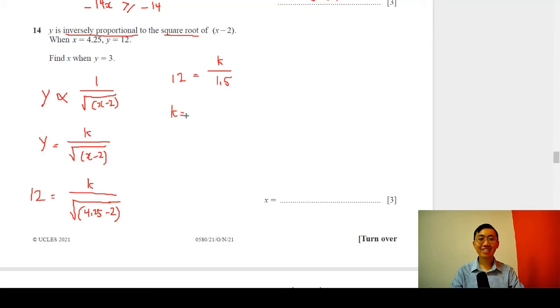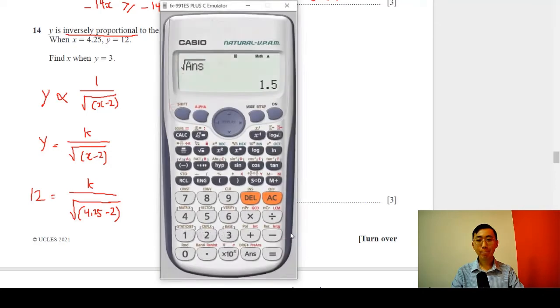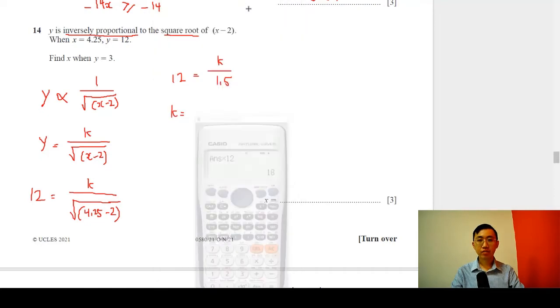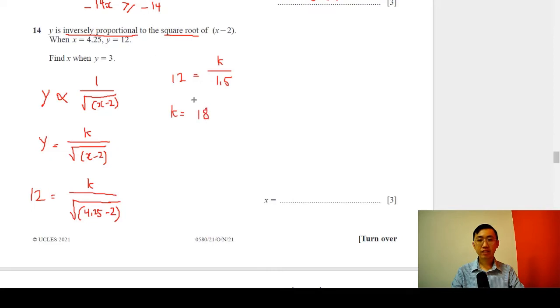So k is 12 times 1.5. 12 times 1.5, so times 12, 18. Alright, k is 18. The moment we found the k value, rewrite, substitute your k with the value of 18. So this equation you copy first, x minus 2. Alright, so now find the value of x when y is 3. So you need to replace y with 3 and you are going to solve for x.